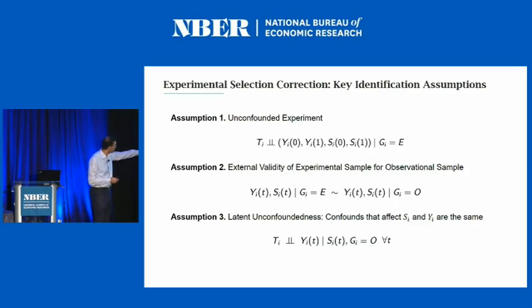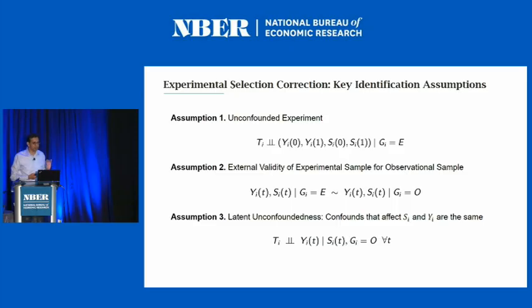So formally, the assumption requires that treatment is orthogonal to the potential long-term outcomes, conditional on the potential short-term outcome. So why does that, in words, correspond to the confounds that affect S and Y being the same? Imagine you had a confounder U that affects both S and Y. Then when I condition on S of T, it's going to essentially capture that confound. And now there's going to be no link between treatment and potential long-term outcomes.